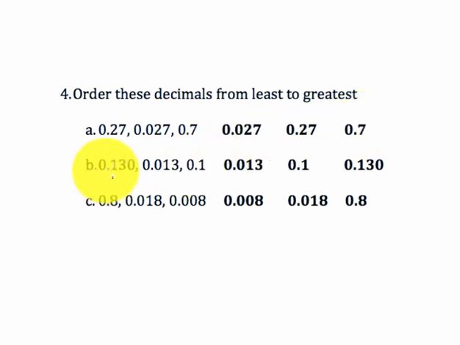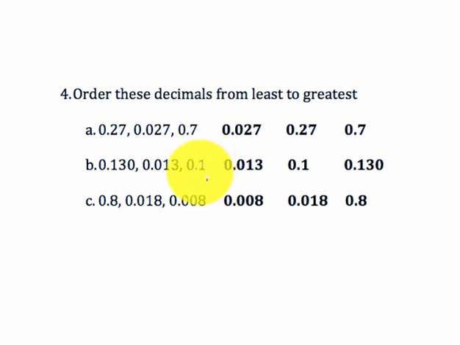For B, I have 130 thousandths, I have 13 thousandths, and 1 tenth. So again, let's look at that first place value. That's in the tenths column. I have a 1, I have a 0, and I have a 1. So the smallest will be the 0. So I'm going to put this one, 13 thousandths, in as the first decimal, the smallest decimal. The second one is a bit trickier because we have a 1 in the tenths column here and a 1 in the tenths column here.